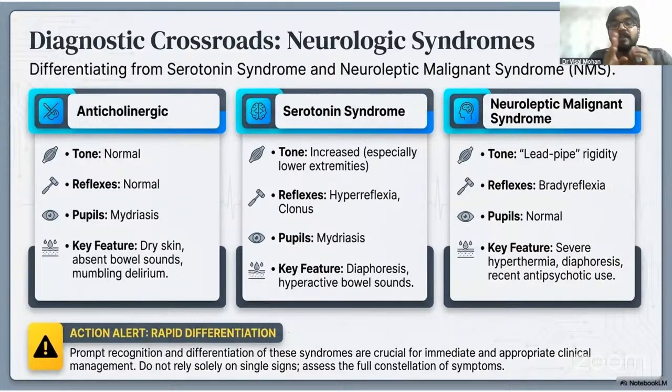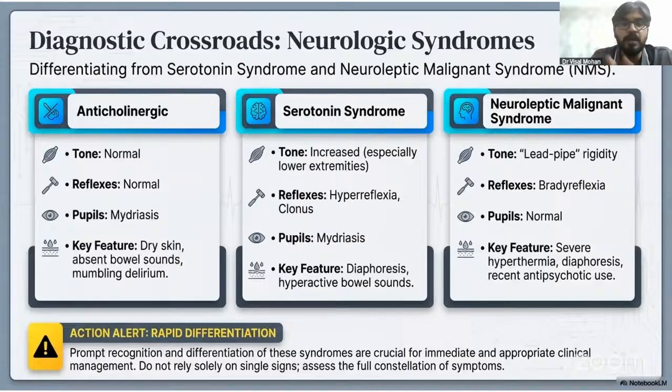Okay, when we go into serotonin syndrome, the important features are hypertonia, hyperreflexia, and clonus. This differentiates the patient having a serotonin syndrome. When we go into neuroleptic malignant syndrome, the main important feature is lead pipe rigidity. Okay, bradyreflexia. The pupils are actually normal. Severely hyperthermic patient, diaphoretic patient. Okay, and there will be a recent history of antipsychotic use in this patient. This is how you differentiate between an anticholinergic, serotonin syndrome, and a neuroleptic malignant syndrome.